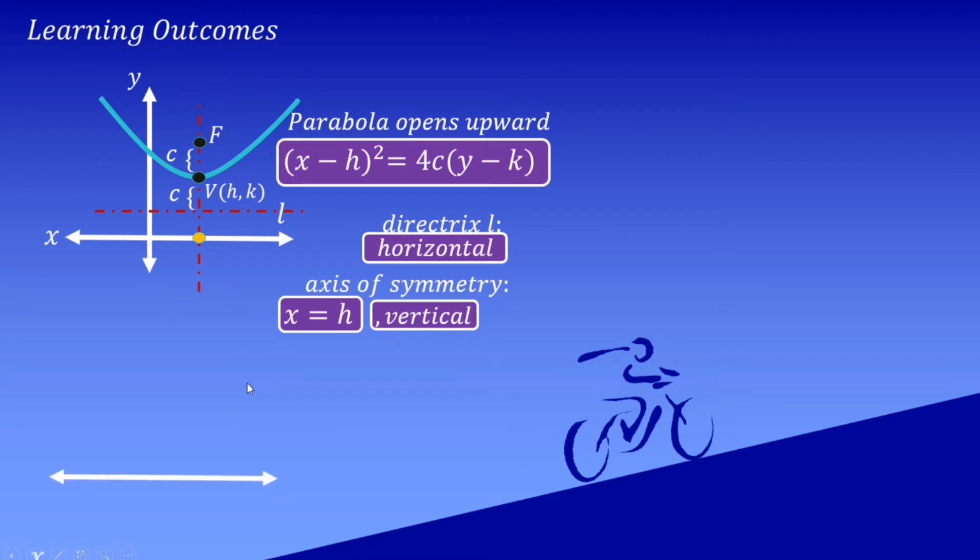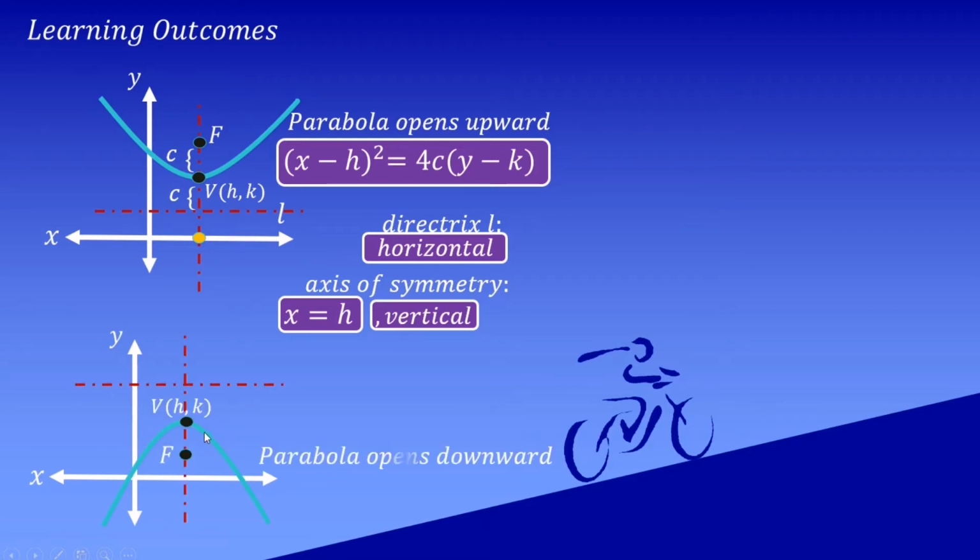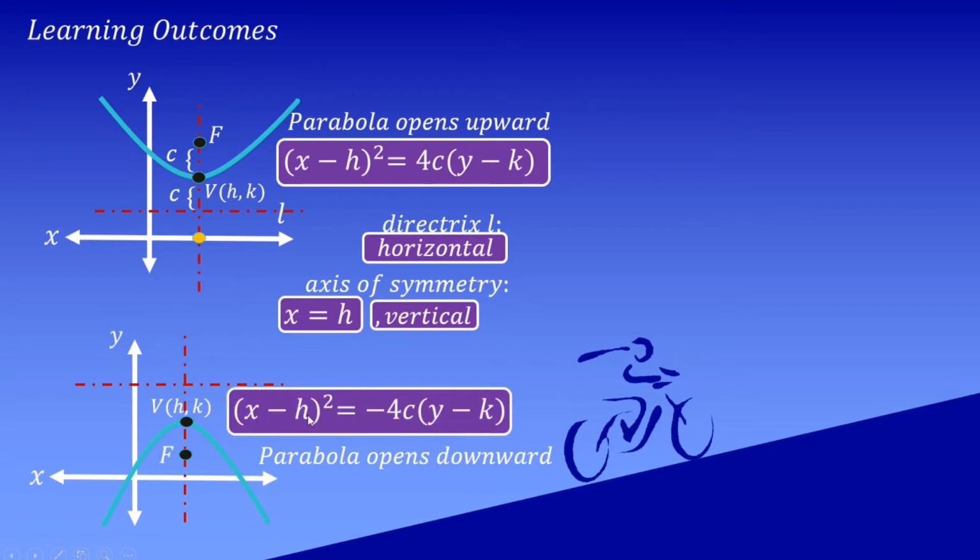And we have also the parabola that opens downward here. The vertex is the highest point, and ang kanyang template is (x minus h) squared is equal to negative 4c times (y minus k). Ang directrix niya is same with the parabola that opens upward, that is horizontal, and the axis of symmetry is also the same, x is equal to h, and we have the vertical line that divides this parabola.